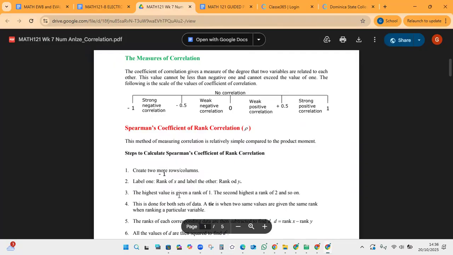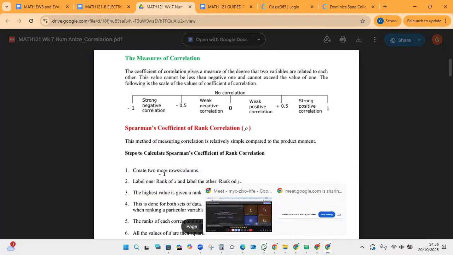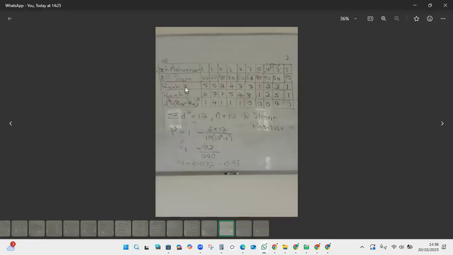The highest value is given a rank of 1, the second highest a rank of 2, and so on. Okay, so as you can see, when you rank in the X, the academic motivation is the independent variable. The highest value there is 5, so 5 was given a rank of 1. There are 2 5s, so there are 2 ranks of 1. 4 is the second highest, 4 got a rank of 2. And there's another 4, so both get a rank of 2.